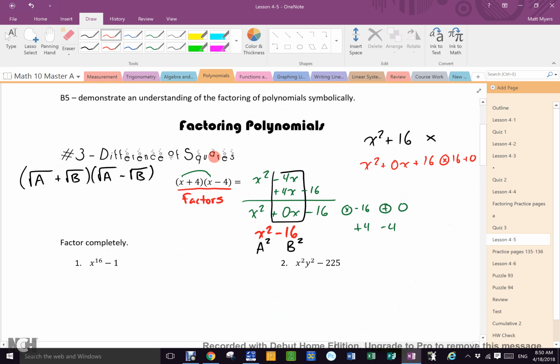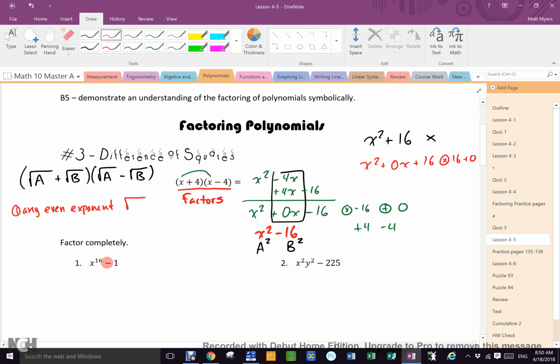Difference of squares. Trick 1: any even exponent can be square rooted. Any one. So let's look at the very first question here. Is that a difference of squares? Is that an even number? So can we square root it? So that one's a square.